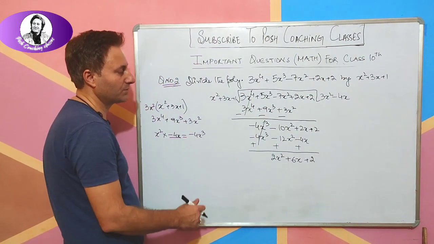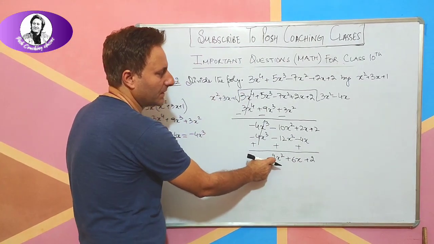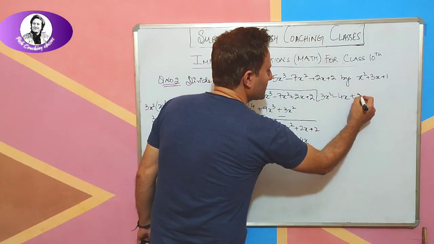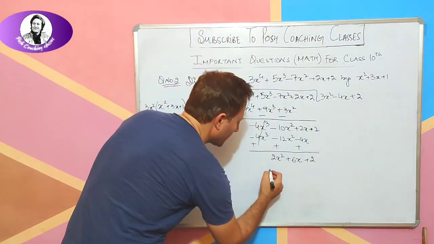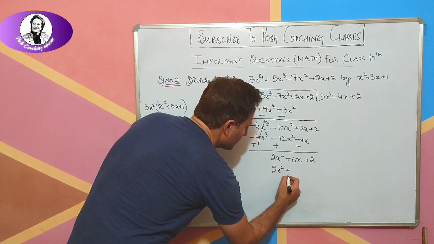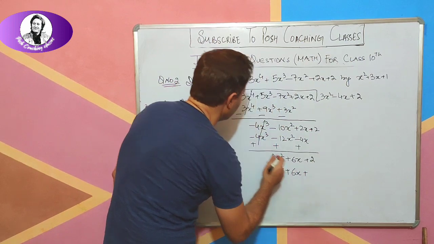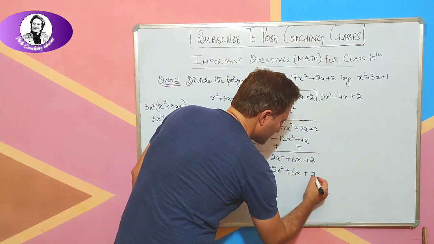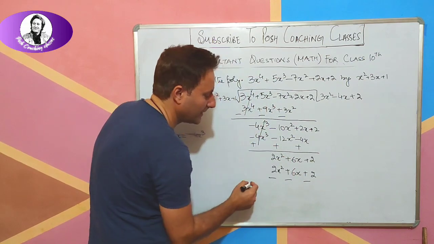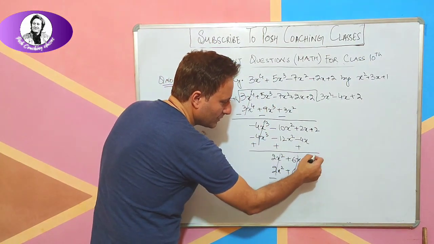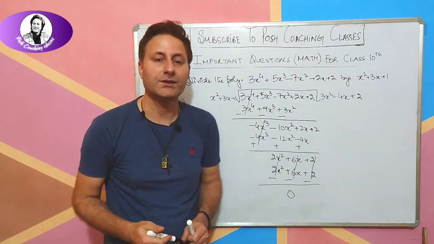Still we have one more step to go. What should we multiply with x squared to make it 2x squared? So we will put just a 2 here. X squared multiplied by 2 becomes 2x squared. So we'll write 2x squared, then 3x into 2 becomes 6x, then 1 into 2 becomes 2. Positive, negative, positive, negative, positive, negative. Here this goes, and this goes as well. So what is left? There is nothing left.